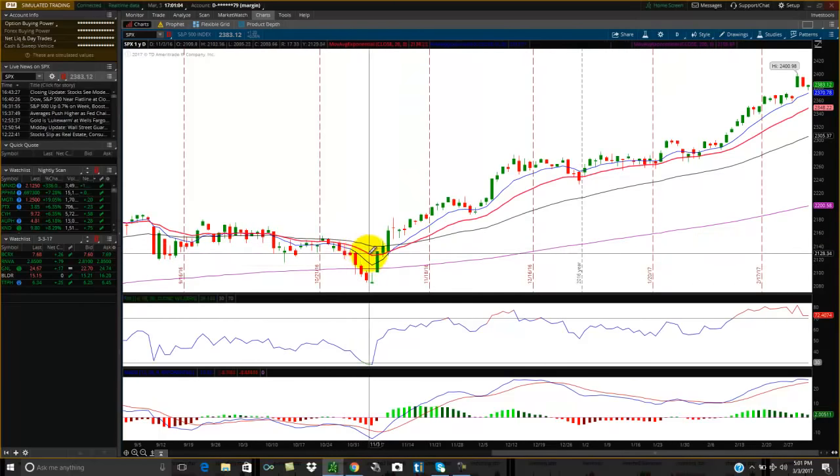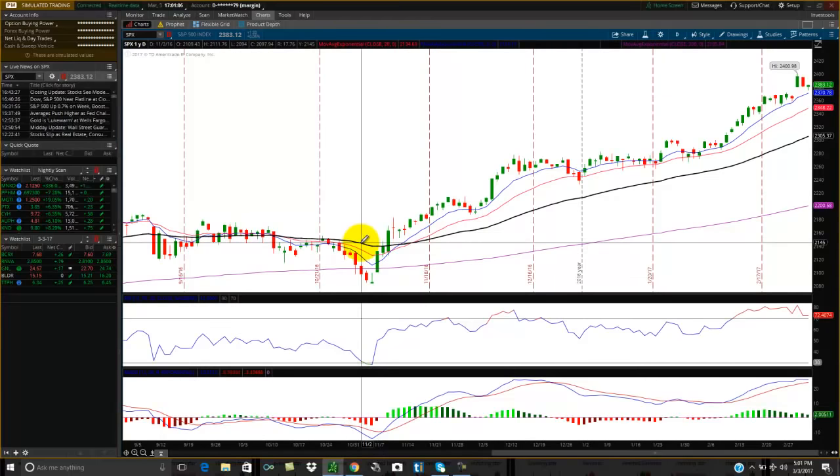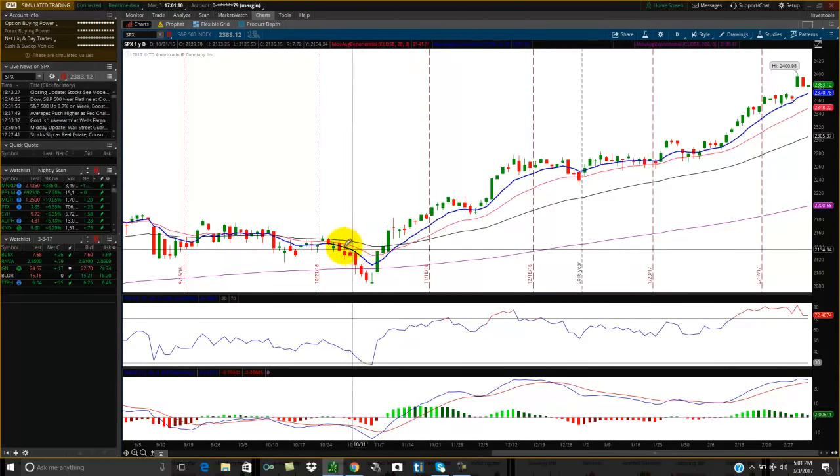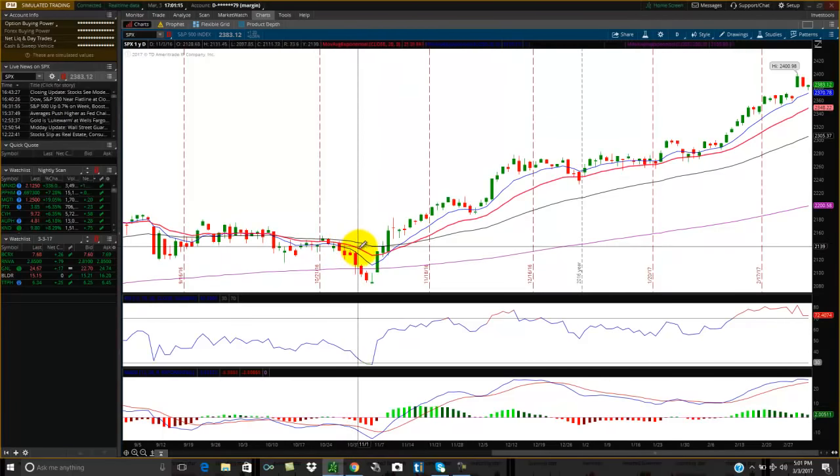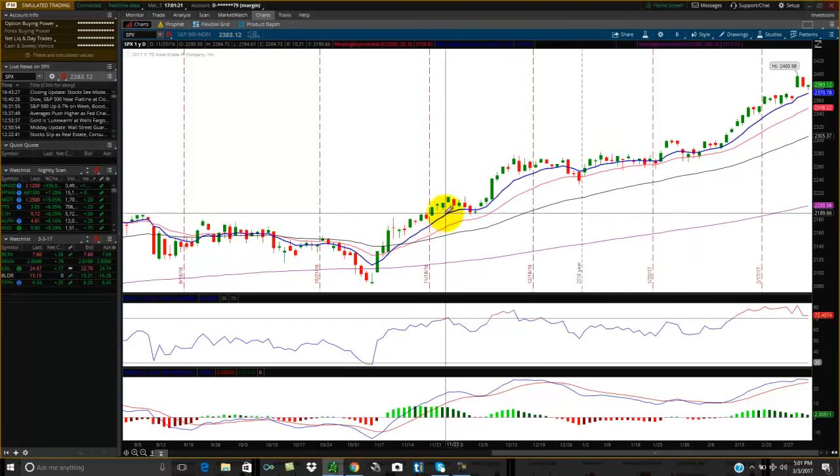So you'll see the 20. So you'll see the 50s up here, the 20, and the 9, and price is all below that. So you'll see it's bearish. These are forms of resistance. When the lines are above price, that's resistance. When the lines are below price, that's support. So these are support and resistance lines as well.